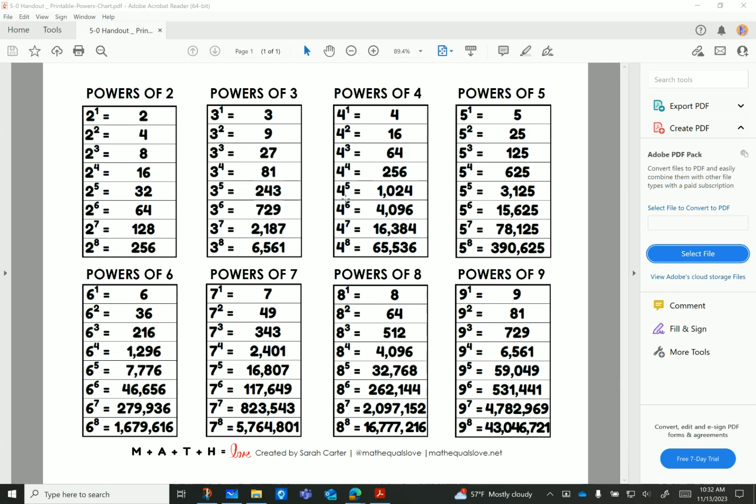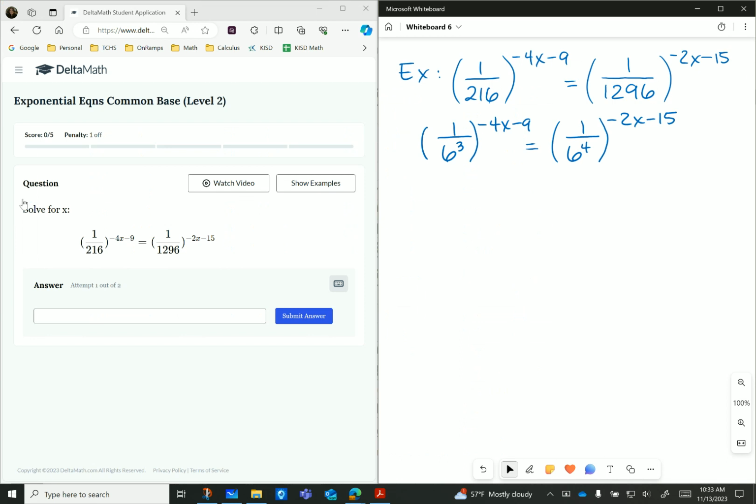So notice here in your reference sheet, we are looking for 216 and 1296. And again, it appears here in the powers of 6 table. 216 is 6 to the power of 3, and 1296 is 6 to the power of 4. So let's take that knowledge and go back and rewrite our problem. Okay, so here's our problem rewritten. So I took 216, rewrote it as 6 to the 3rd power, and 1296, I rewrote it as 6 to the 4th.